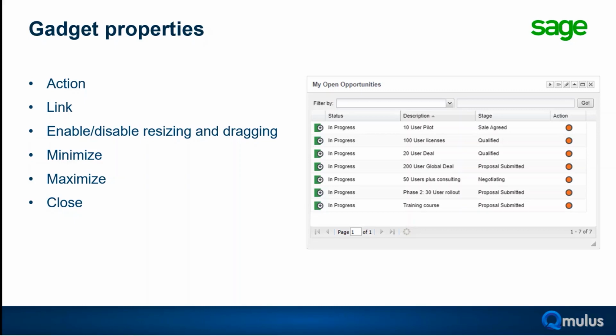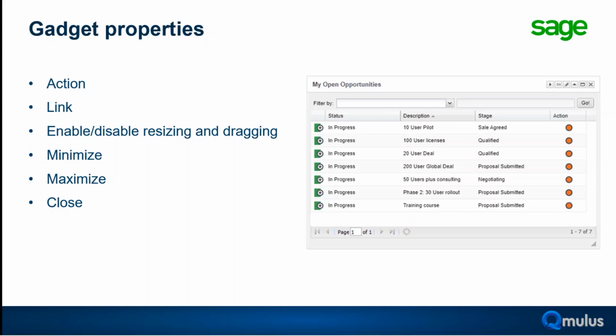Edit would allow the user to edit the current gadget with the use of the gadget wizard. Enable, disable resizing and dragging. This option fixes the position and size of the gadget and is available only on the flexible layout.